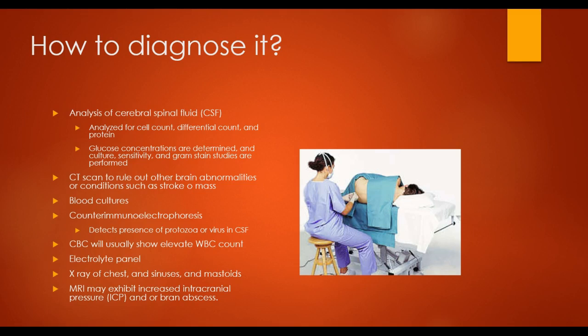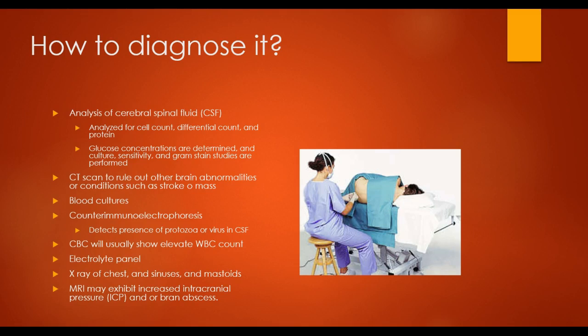We're going to do blood cultures because we're going to see if the infection has reached the bloodstream, right? So we're always looking for septicemia or bacteremia. There's something called counterimmunoelectrophoresis, which I don't know how much or how often that's done, but it detects the presence of protozoa or viruses in CSF more readily. But for the most part, unless they have more complications, I don't think they're doing that as often.